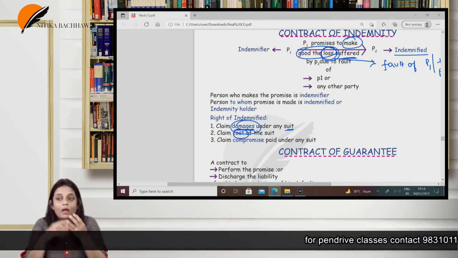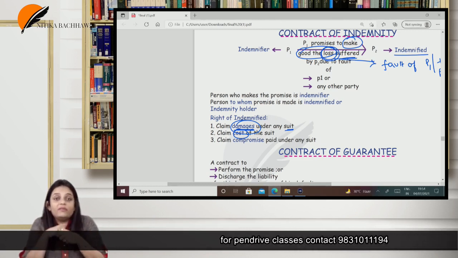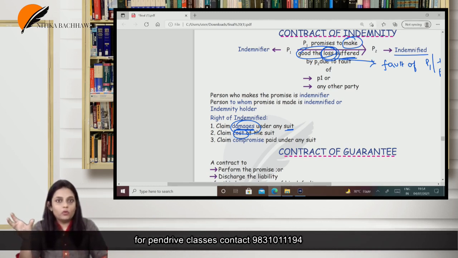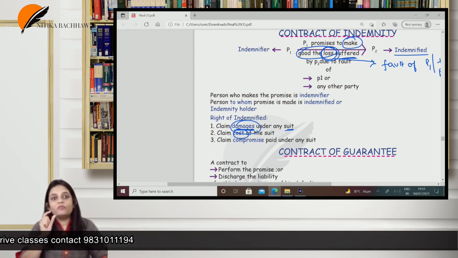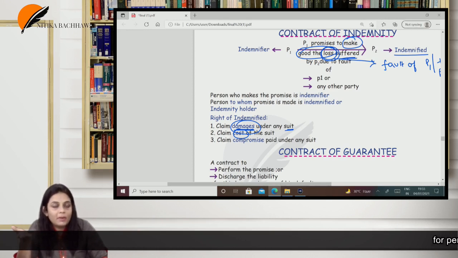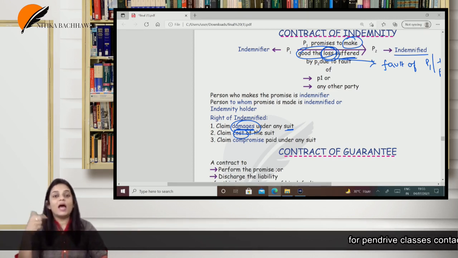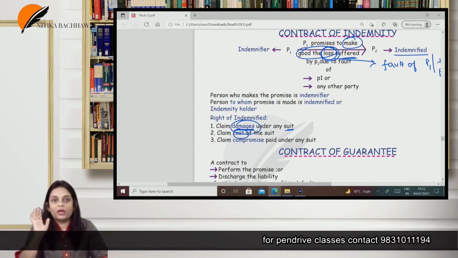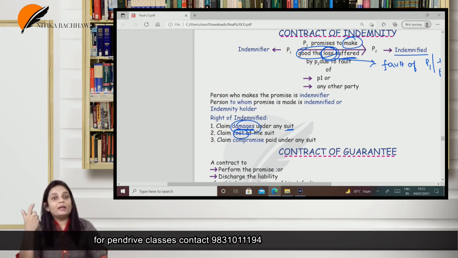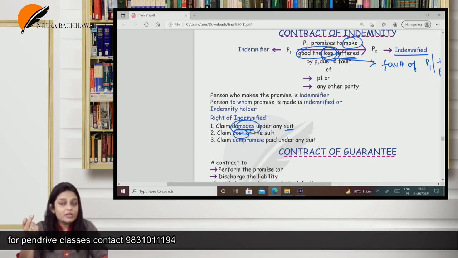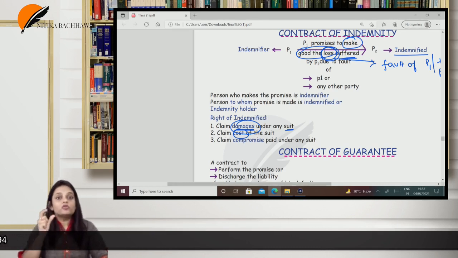Second, if the indemnified, let me say P2 so that you don't get confused, if P2 had lost that case, then he would have to pay something to the other party. So whatever damages he had to pay, that also he can recover. I repeat again, if a case was filed against P2 and he had lost that case, when I say lost that case, it means he had to pay something to the other party who had filed the case against him. So that damage also he can recover.